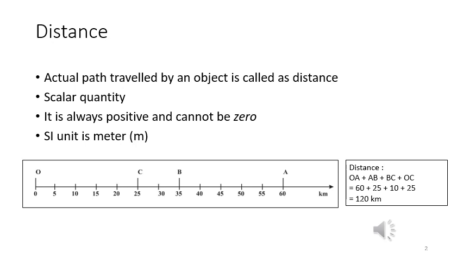Then it is always positive. Even if you move behind O, still the distance covered would be positive distance. It cannot be zero. Why can it not be zero? If I say that the distance is zero, it means the object has not moved. So where is the question of motion coming into the picture? So it cannot be zero. And since it is a length, it is always measured in meters.